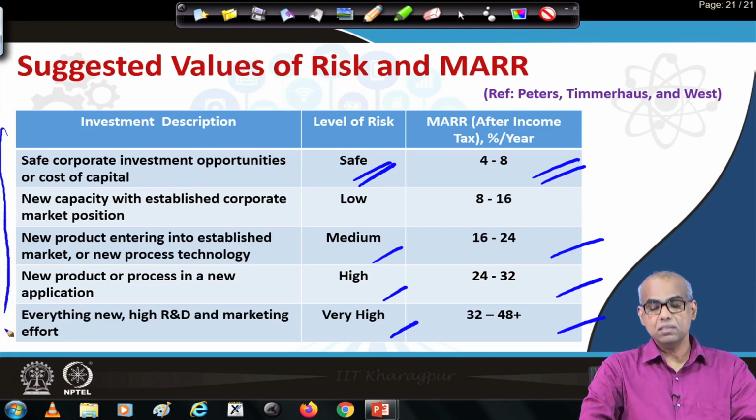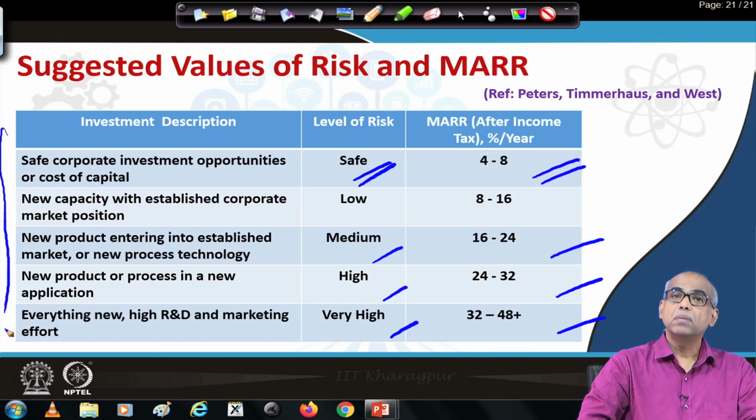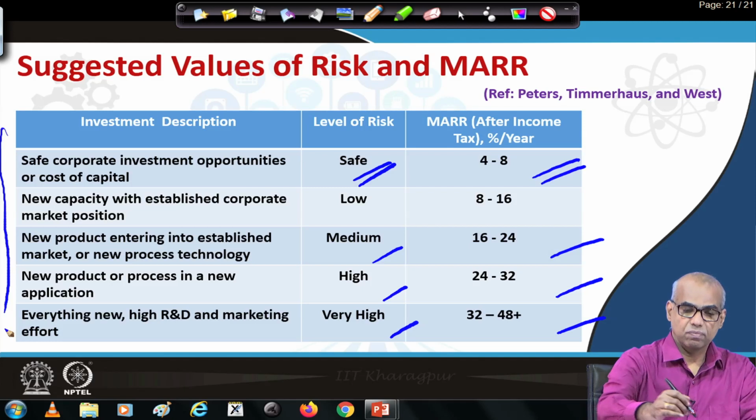So, what you notice is that as the risk increases, for example, when you have a proposal where everything is new, which costs very high research and development and marketing effort, the level of risk associated with the proposal is very, very high. So, definitely your acceptable rate of return has to be very attractive. That is why the minimum acceptable rate of return increases as the risk increases in your business proposal.